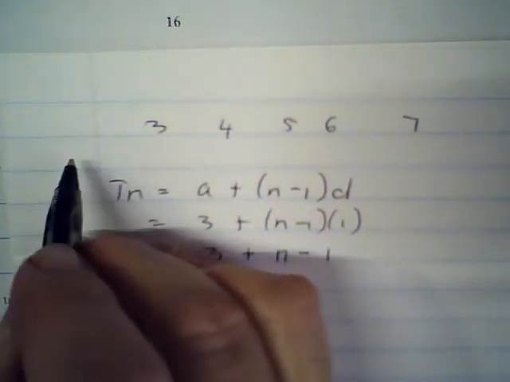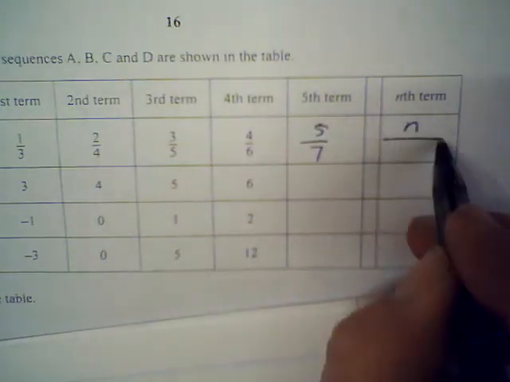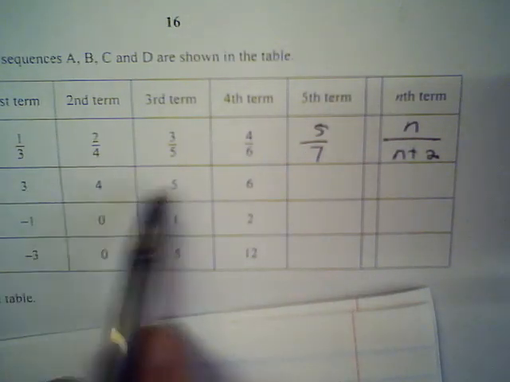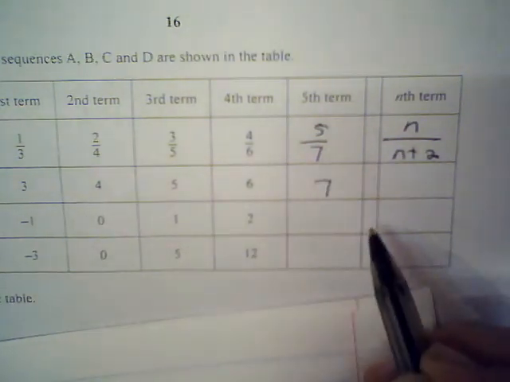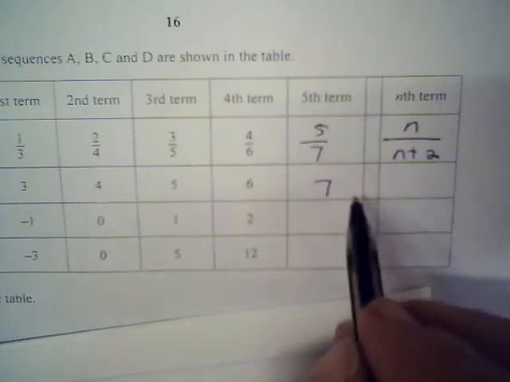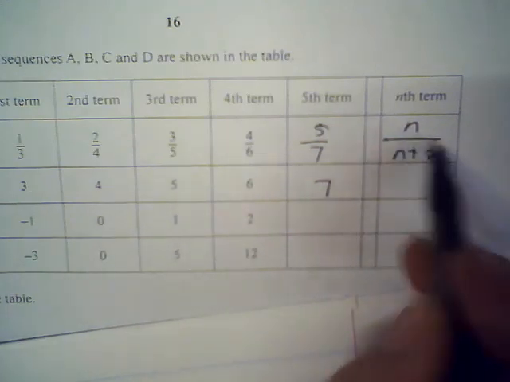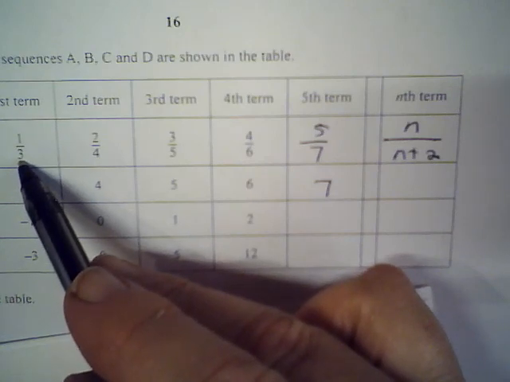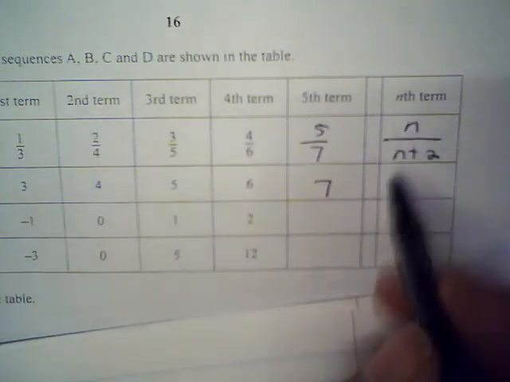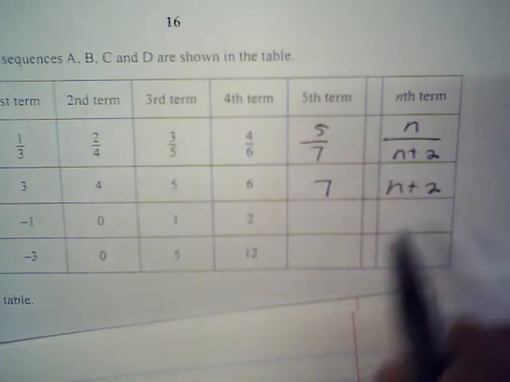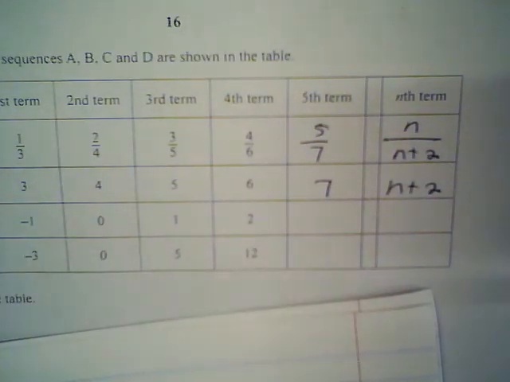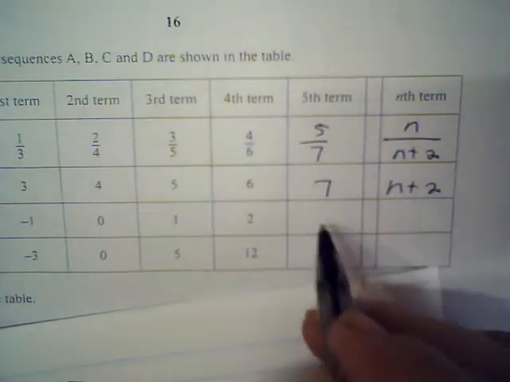That's for sequence A. And the denominator part of it, I have n plus 2 over there. Okay, 3, 4, 5, 6, 7 would be the next term. And then it's the same thing as what we have there for B, because for A, the denominator of A is this term. So it would be n plus 2. Quite easy. Negative 1, 0, 1, 2. Okay, so let's have a look. That would be 3.